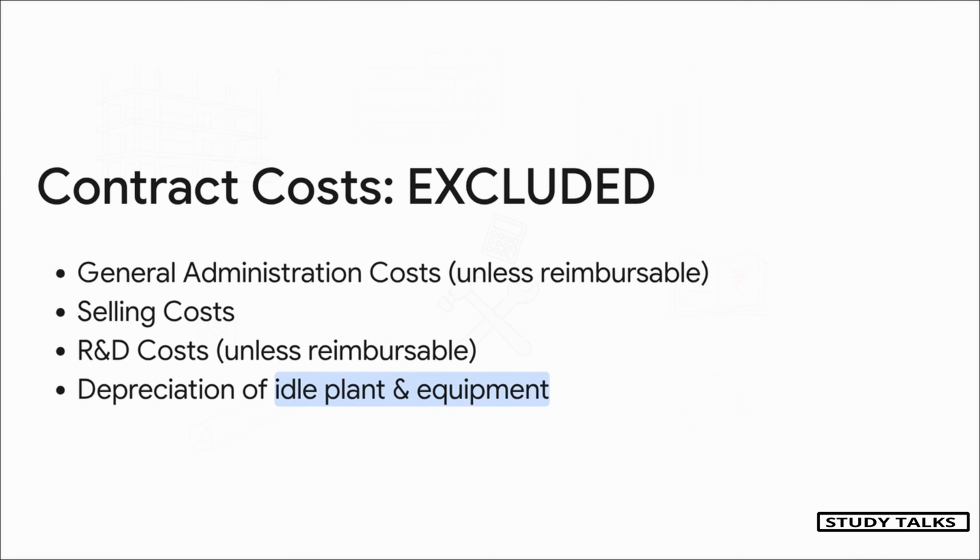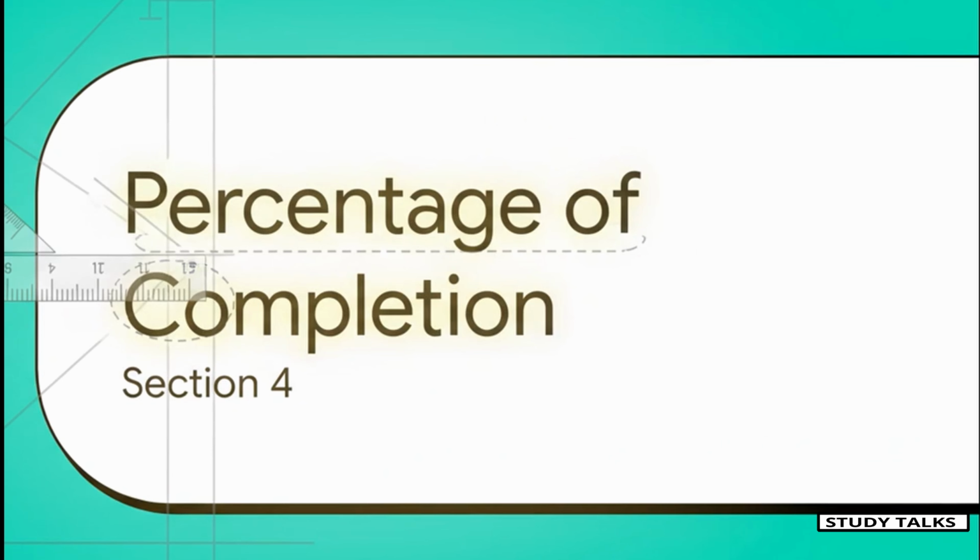Okay, pencils down for a second because this is where students lose a ton of marks. You need to know what to exclude. General admin costs, out. Selling costs, out. R&D costs, also out. The only exception is if the contract explicitly says the customer will pay you back for them. And another big one, depreciation on a machine that's just sitting there, idle, not being used for the specific contract, you cannot include that. Remember that.